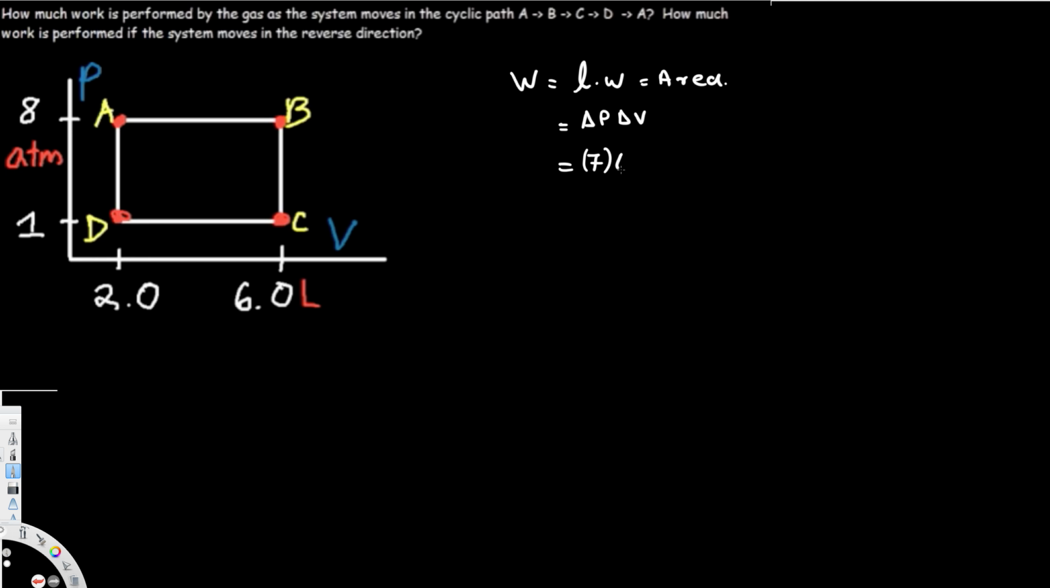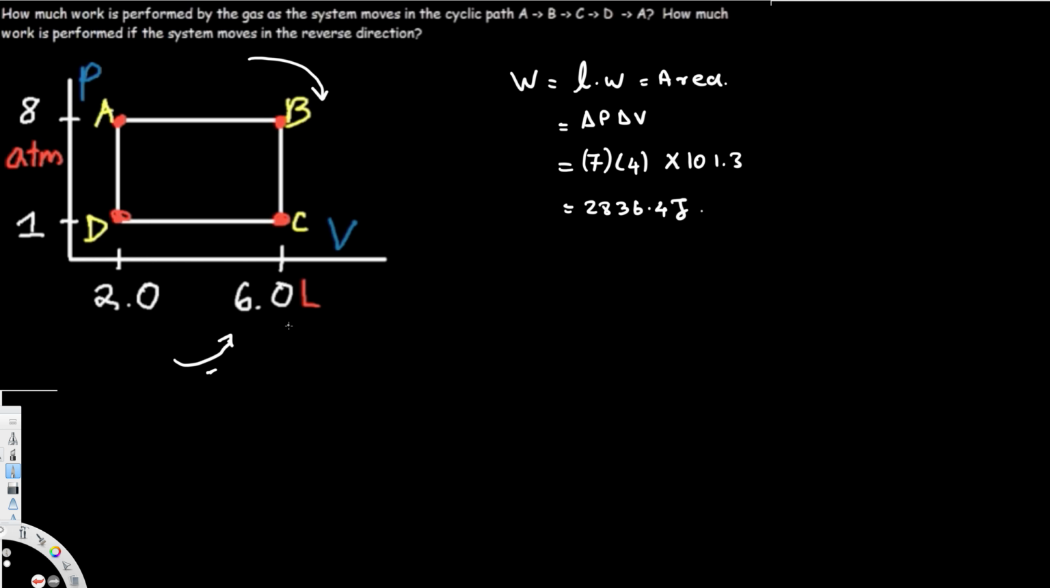So 7 times 4 is going to be 28. Since this is in atm and liters, we have to multiply this by 101.3 to convert it into joules. And if you calculate this, you get 2836.4 joules. So this is what we are going to get when this rotates in this direction, clockwise. And when it rotates counterclockwise, we are going to get the same answer but negative.